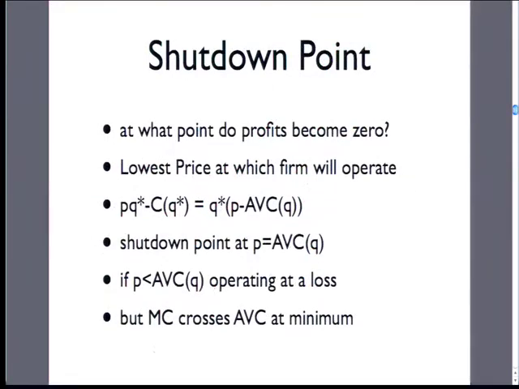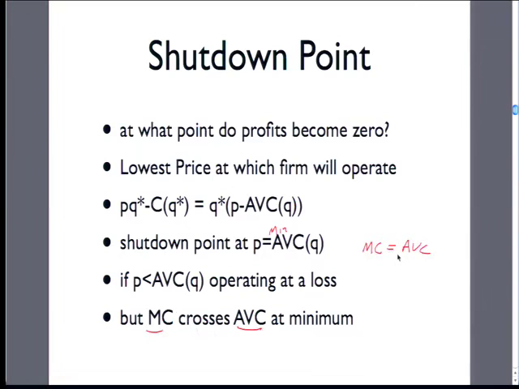Just talking through the shutdown point, it's the lowest price at which the firm will operate. It's the lowest price at which the firm will open for business. If price is equal, so here we should say a minimum here. Price is at the minimum of average variable cost. If price is less than the minimum of average variable cost, you wouldn't operate. So where price equals the minimum, we know that marginal cost by definition crosses average variable cost at the minimum. So it's also the point where marginal cost equals average variable cost. That's another definition of the shutdown point.